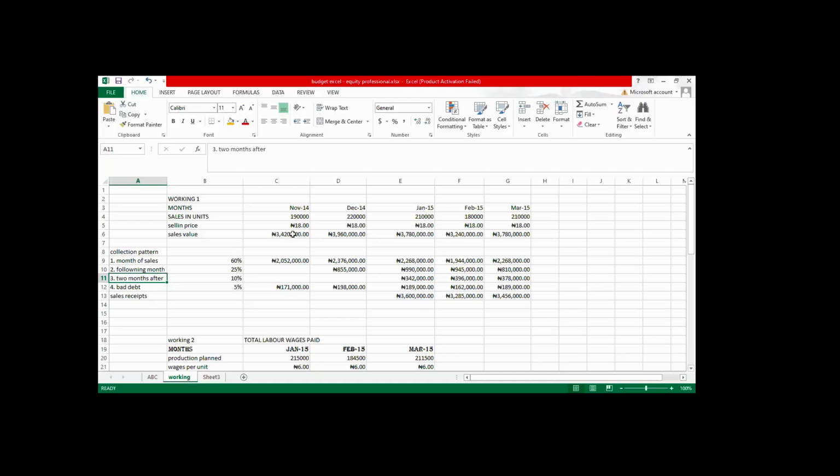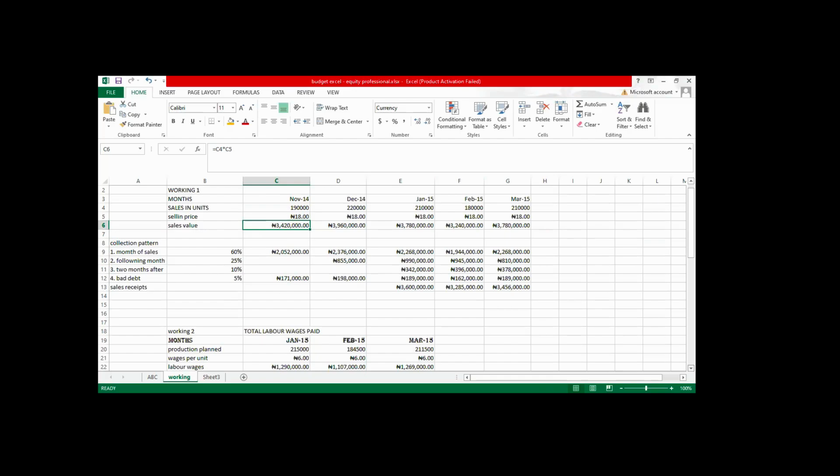Now let's go to collection. In the month of November, our sales value was 3,420,000. That same month, we are going to collect 60%. Please compute 60% of 3,420,000. It is 2,052,000. Look at it here.